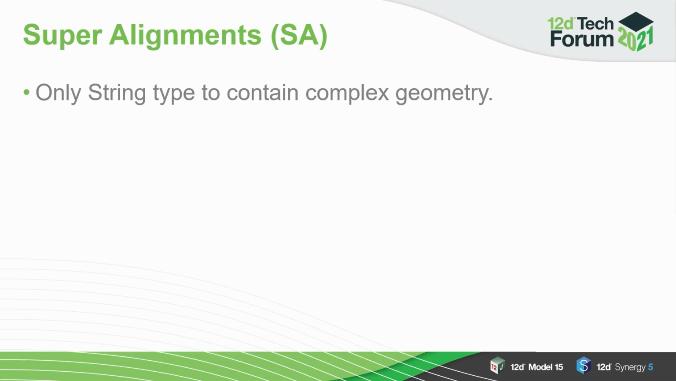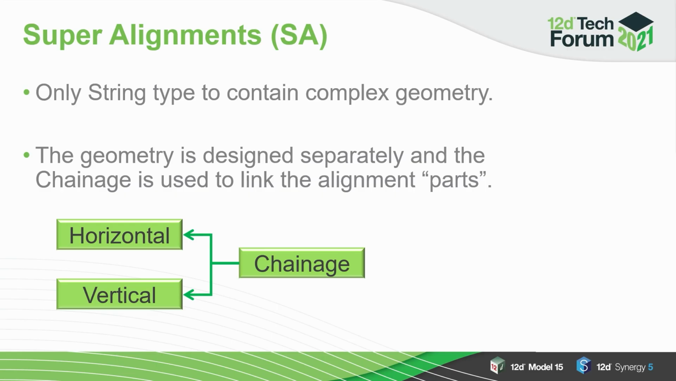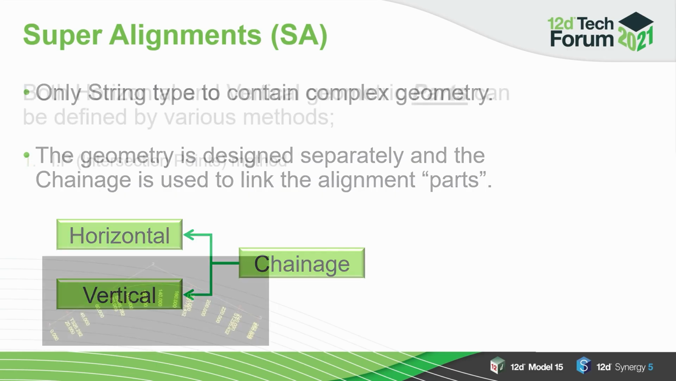So for some background on the superalignment, sometimes represented as SA on the 12D forum and menus, this is the only string type to contain complex elements for both horizontal and vertical geometry. In the horizontal, I'm referring to possible requirements for transition spirals, and vertically, it's the only string type to contain parabolas. So it does make this string a little unique. The geometry needs to be designed separately, and these parts are essentially linked together using the chainage as it's designed.